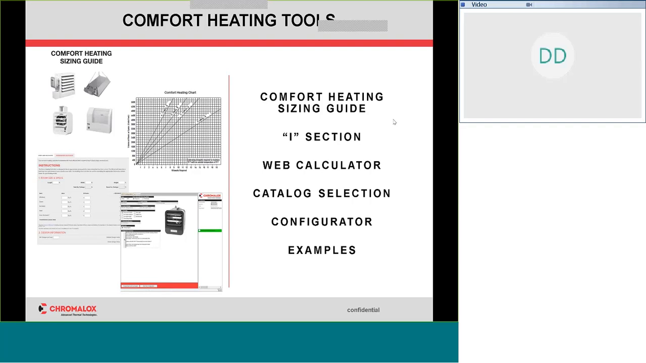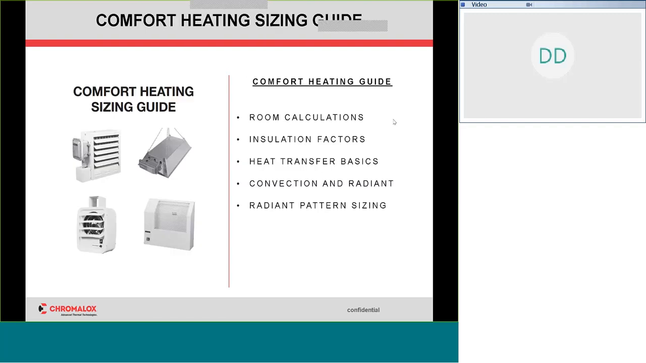I'll go through the web calculator, a little bit of catalog selection configurator, and I'm going to mix some examples in along the way to hopefully cover this and in the end make this an easier product line for you to service yourself. It's not to say that you don't have to go for special pricing or help with our application engineering department. I just really feel like this is one of our product lines where being quick and able to do a lot of this on your own is going to help you grow your sales and help your customers and help our position. So I'm going to start with the comfort heating sizing guide.